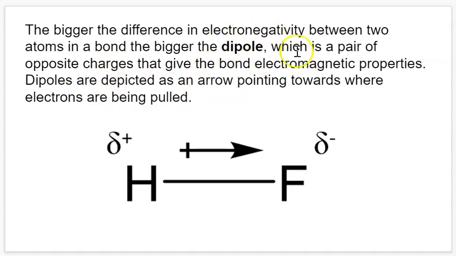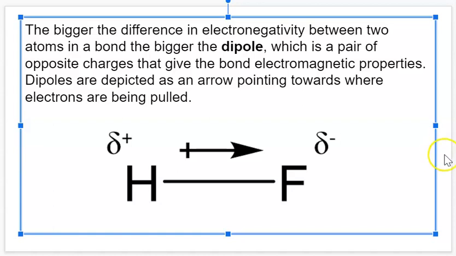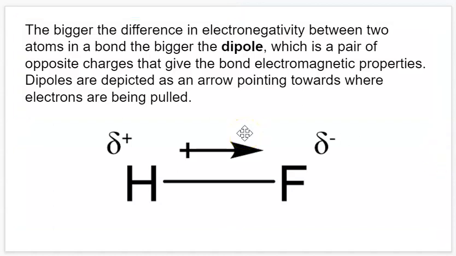dipole. So a dipole is a pair of opposite charges that give the bond electromagnetic properties. And what I mean by that is kind of what I was mentioning earlier, where even in a non-ionic bond, in a polar covalent bond, when there's electrons being pulled towards one atom and away from the other, one of them becomes negative and one of them becomes positive, and it ends up having two poles, or a dipole, much like the poles of the Earth, which are going to have sort of different magnetic properties.